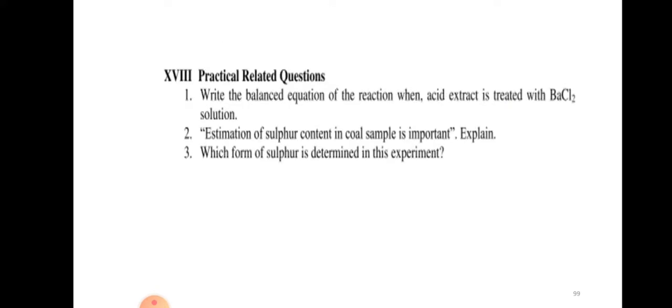These are the practical related questions. Chemical formula regarding this: barium chloride plus sulfate gives you barium sulfate. Second question: estimation of sulfur content in coal is important, as sulfur is going to oxidize to form sulfur dioxide, sulfur trioxide, that are polluting agents. So we must know that the given coal should have less sulfur content.